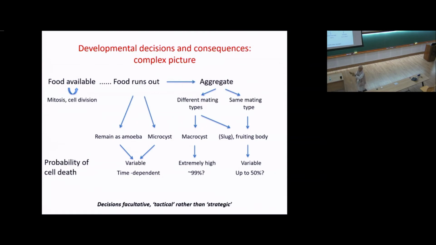So the probability of cell death is huge. So the only surviving cell from this process now is this zygote. Only cell which survives within the macrocyst is the zygote. And then, of course, it undergoes the second reduction division and the amoebae emerge again. So the probability of cell death is extremely high there, enormously high.